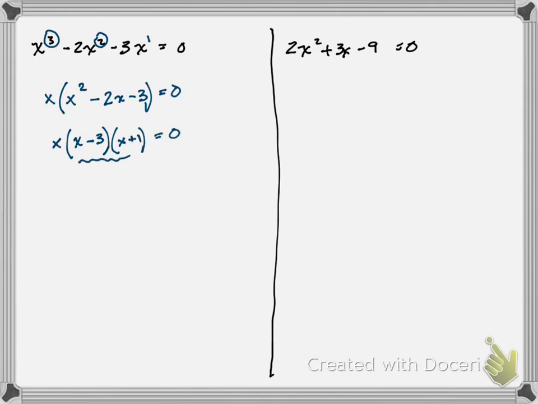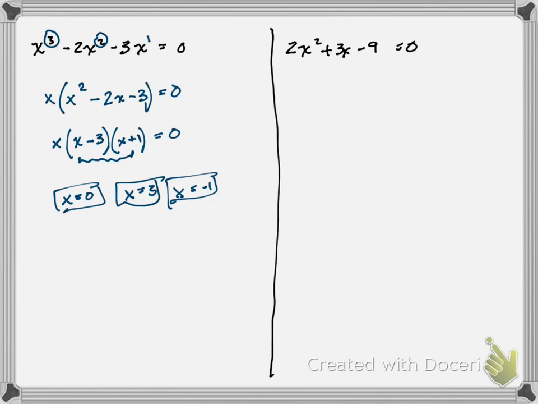You can double check by foiling. Okay, first, outside, inside, last. And then my zeros are going to be x equals 0. My solutions, another way to think of it, x equals 3 and x equals negative 1. Those are my solutions. There are 3 solutions here.